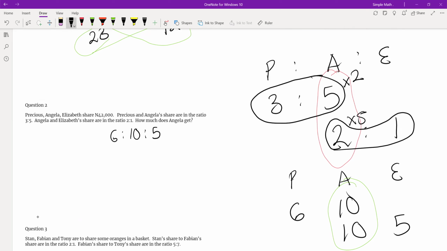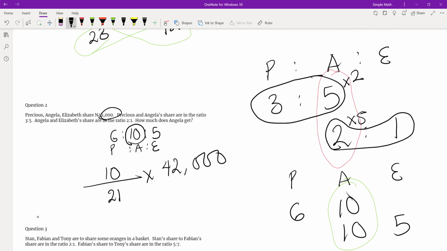We can't simplify further. So this will be for Precious, Angela, and Elizabeth. So how much does Angela get? Angela has the highest share, obviously, since hers is 10. So this is going to be 10 over the total ratio. 6 plus 10 is 16, plus 5 is 21, right? 21 times the total amount, which is 42,000 naira. 21 divided by 42,000.